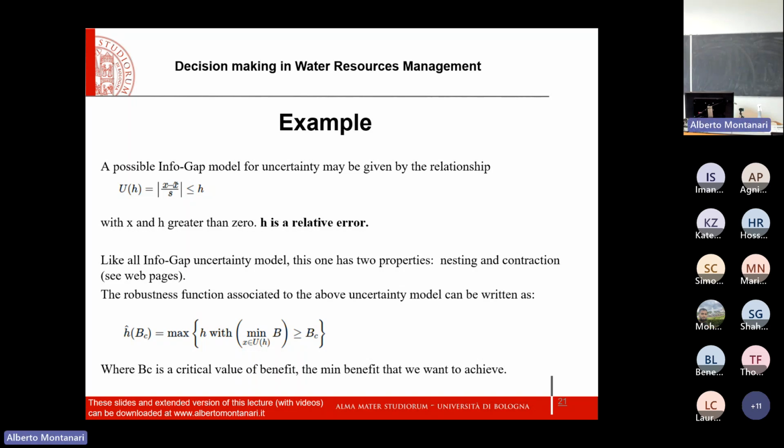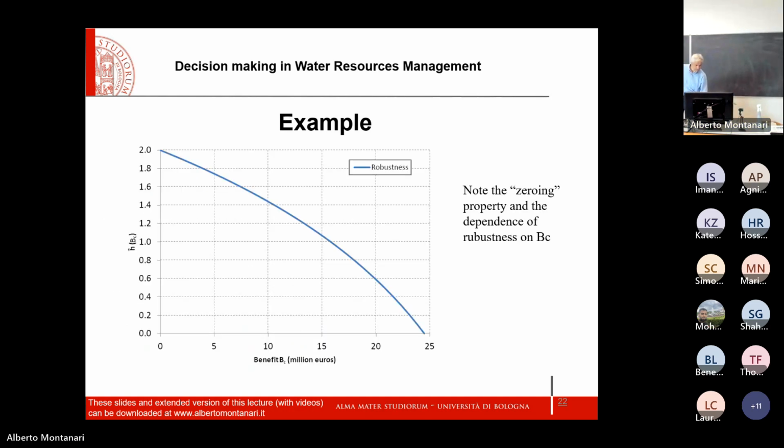And this can be shown in a function. I can show in a function the progress of H hat, which is the larger uncertainty that I can tolerate depending on BC. And this is the robustness function, which is here. This is the robustness function. You see the benefit BC. I corrected the figure. So you see here for decreasing critical benefit, I get highest robustness.